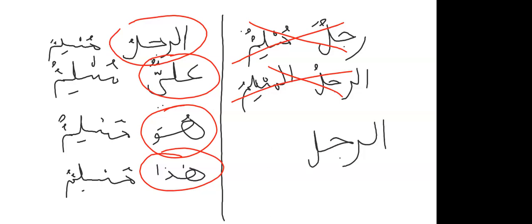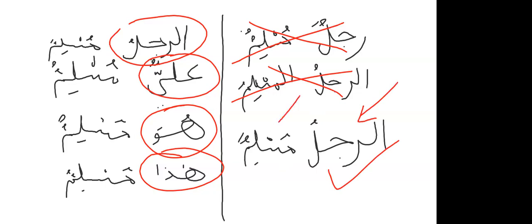Okay, what about this one? الرجل, the man. What's the meaning of Muslimun? The man is a Muslim. الرجل مسلم means the man is a Muslim. Is this a sentence? Yes. So here is الجملة الاسمية. The first part is definite. The second part is indefinite. I hope you get it.